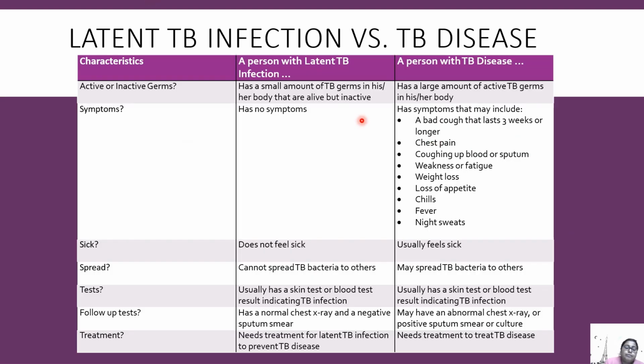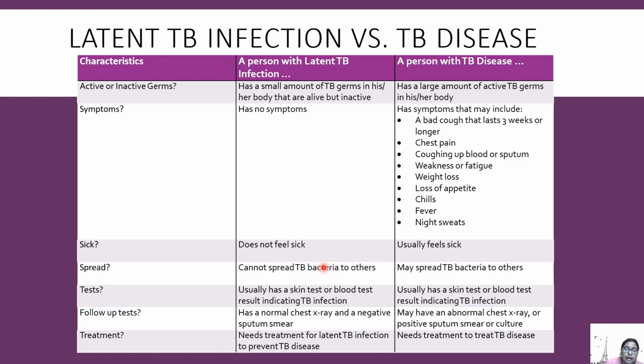So what are the differences between latent TB infection versus the active TB disease? Okay, so a person with latent TB infection has a small amount of TB germs in his or her body that are alive but inactive. They have no symptoms. That is why I was saying that there are so many people in the world who probably have LTBI, but they don't even know. They do not feel sick. They cannot spread TB bacteria to others. Okay, so that means they are not contagious.